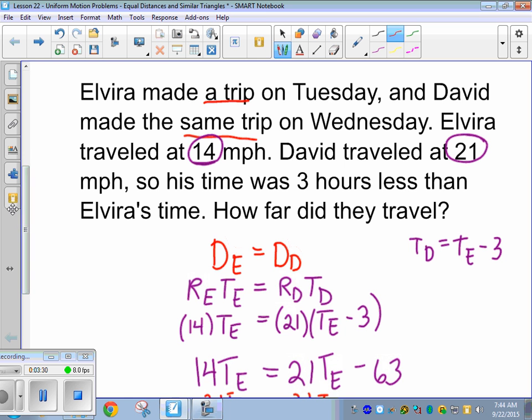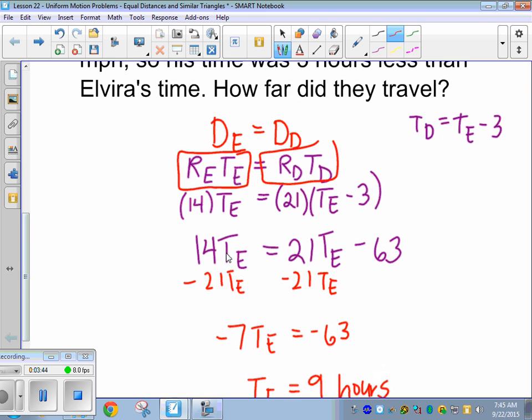But what did they ask? All right, that's nice that we found the time. But what did the problem ask? How far did they travel? Well, they traveled the same. So you can come back here or here and figure out how far they traveled, right? I'm going to stick with this side because we found the 9. So I could plug in the 9 hours for the time of Elvira. And what is 14 times 9, you guys? 84. So that means this total distance here is 84 miles.